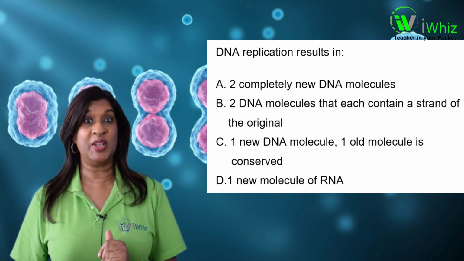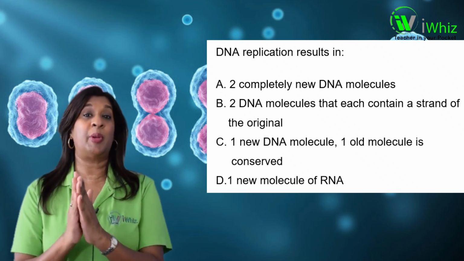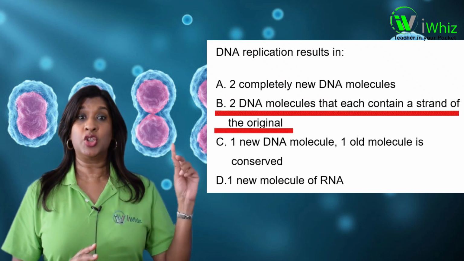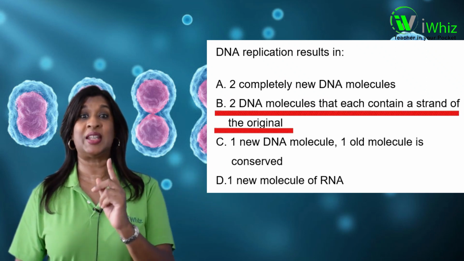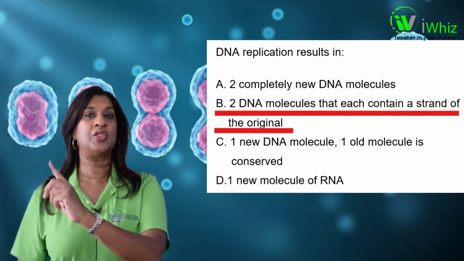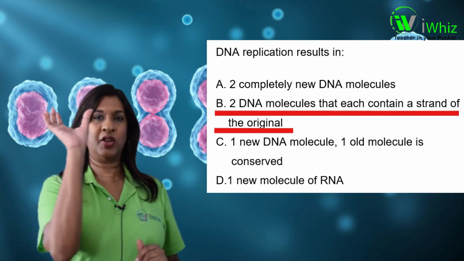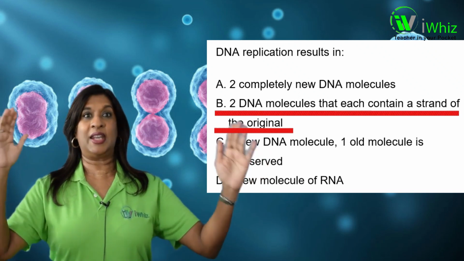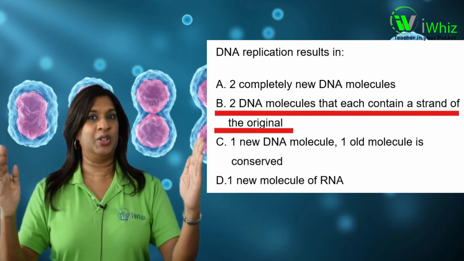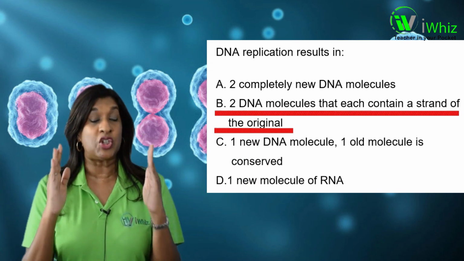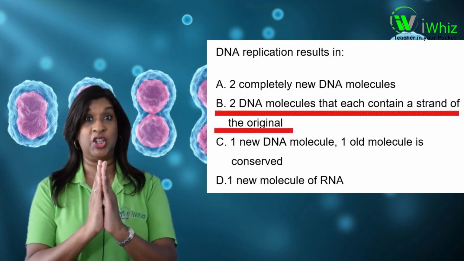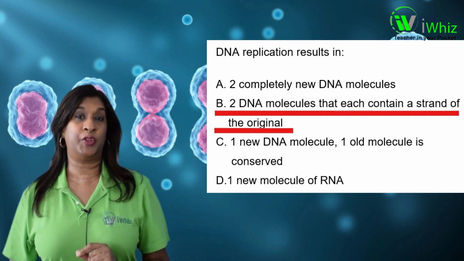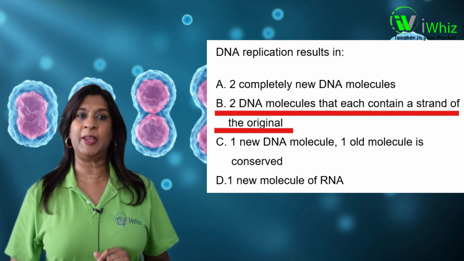Right. So which is it, student? What does DNA replication result in? It's option B, 2 DNA molecules that each contain a strand of the original. Remember that you had your original DNA and they separated, and each one was a template, and you built your new strand. So each new strand that forms, each new molecule that forms is going to contain a strand of the original. So it's your option B.